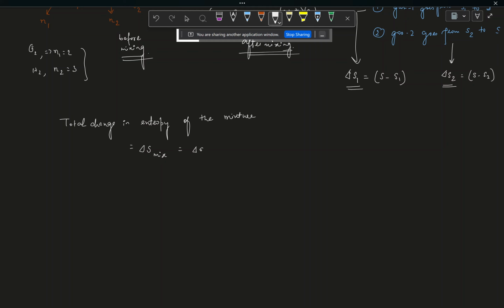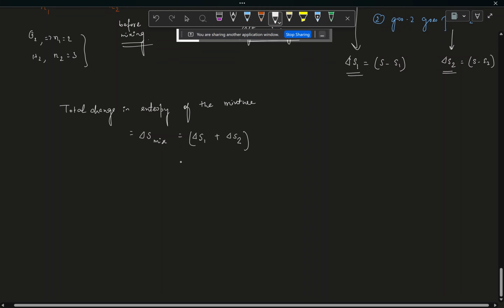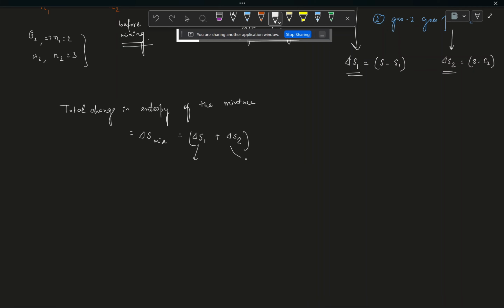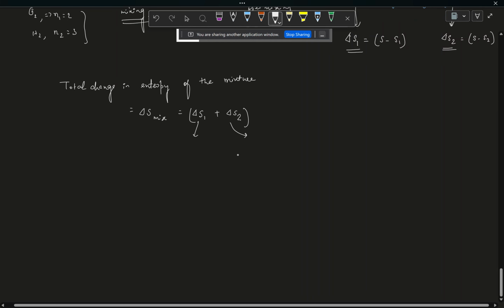Delta S mix is equal to the addition of these two contributions, delta S1 and delta S2, because entropy is an extensive quantity, so it will be additive. So you have to add the entropy change for gas 1 and the entropy change for gas 2 before and after the mixing, and the total gives you the net entropy change for the mixture, which is delta S mix. This makes our problem simpler: we just have to separately calculate delta S1 and delta S2, and by adding them we can get the net change, right?